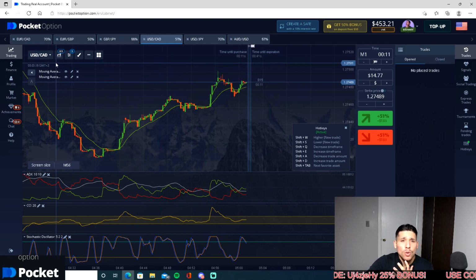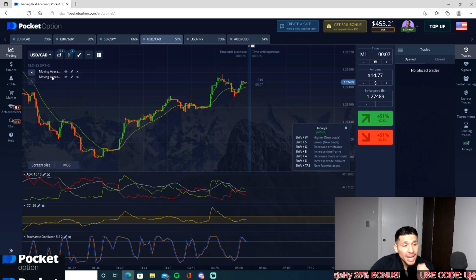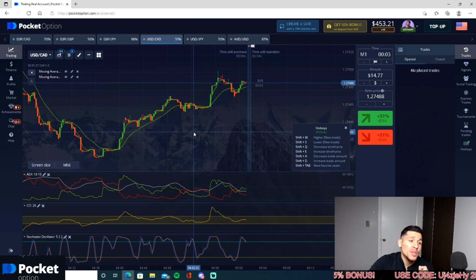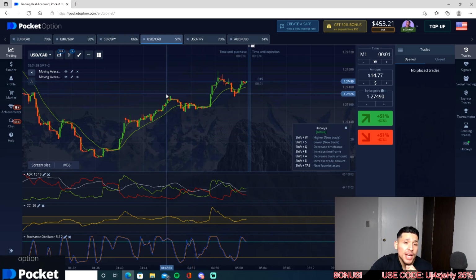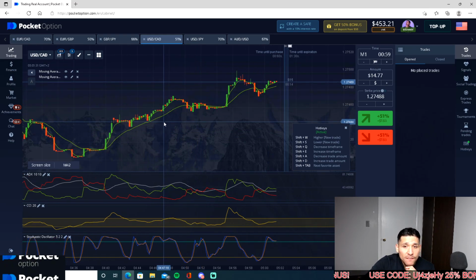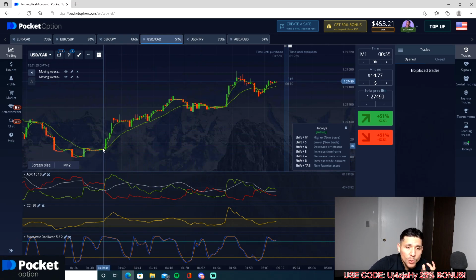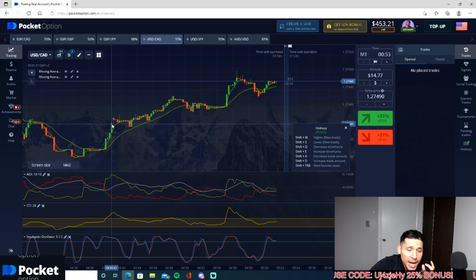Okay, so now that we screenshotted everything, the main indicators for this strategy right here are the moving averages. Yes guys, the moving averages. Very simple to understand. As you guys can see, we're going to look at this for example. Once these cross, it went for a buy.